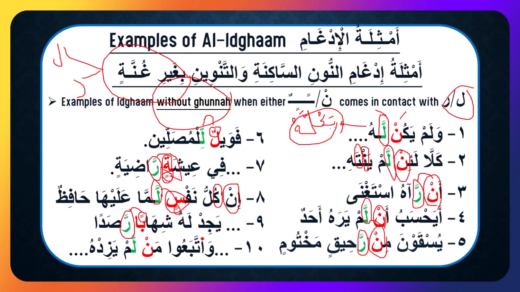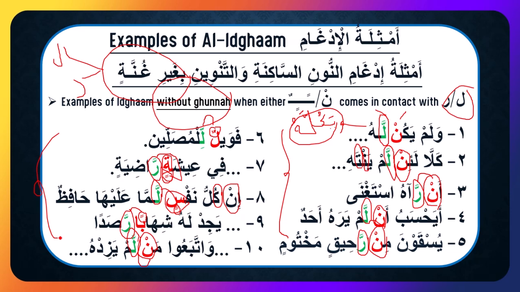Now the next example is وَاتَّبَعُوا مَن لَّمْ يَزِدْهُ. So if you look at this, مَن لَّم, here we have a Nuun Saakinah, and after it we have a lam. The Nuun Saakinah, of course, has been entered into this lam to give us that effect. So if we look at these examples, all of the ones here have Nuun Saakinah coming before one of the letters of al-idgham bi ghayri ghunnah, while all of the examples here have tanween coming before one of the letters of al-idgham bi ghayri ghunnah.